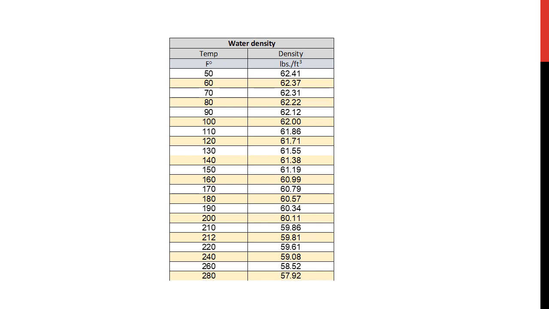This is the water density. This is also in the back of the book, and if you notice, we are talking about the density of the water at certain temperature. So if I say the temperature of the water when it's cold is 60, don't put 60, you're going to put 62.37, because we're asking for the density, not the temperature. So when you go to that formula, it's asking for the density, and this is where you get the density. D is for density.